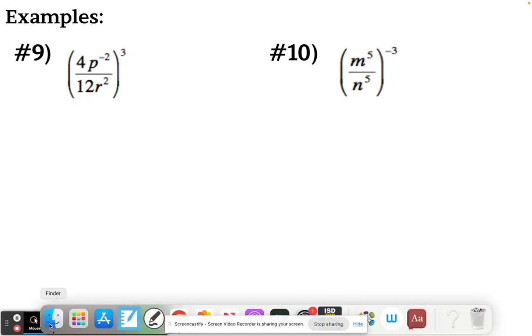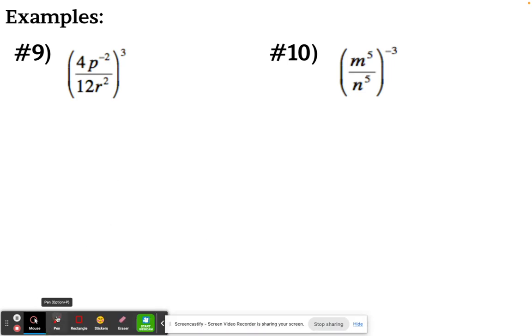Next example, again, before I raise those to the power, I'm going to clean up what's inside the parentheses. I can simplify my 4 and my 12 to 1 and a 3. I don't need to write the 1. Now I don't have any more p's, I don't have any more r's. I could move this downstairs, but I'm going to wait now until I'm done raising it to the power, because sometimes things change.